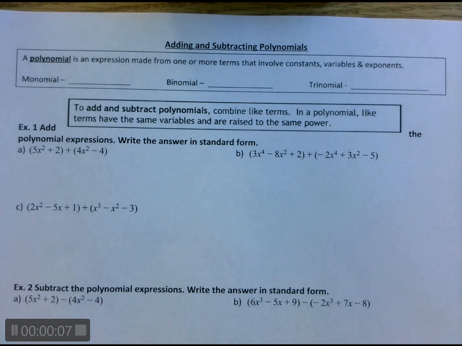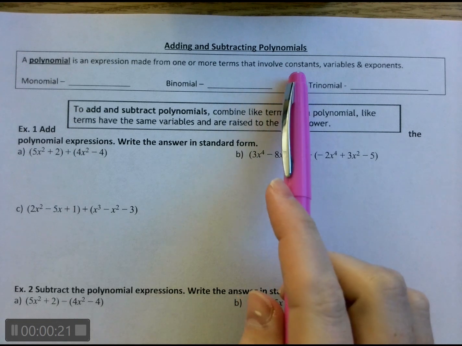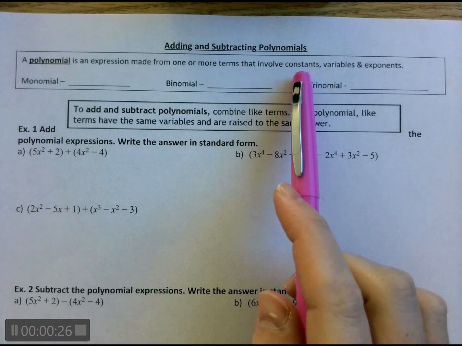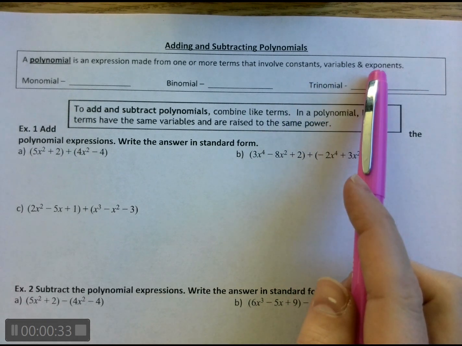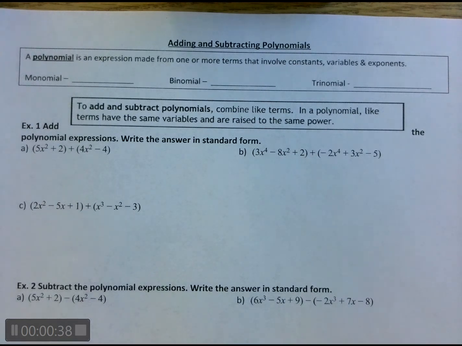So last time we did all of the polynomial vocab, and today we are going to learn how to add and subtract them. Okay, so just a reminder, a polynomial is an expression made from one or more terms that involve constants, variables, and exponents. So remember, a constant is a number. A variable is a letter, which can have a number in front of it, and an exponent is the tiny number behind the variable. Okay? Alright, and then just a couple more vocab reminders.